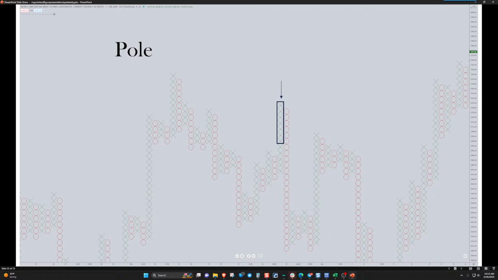A pull pattern is kind of like your bread and butter. The pull pattern is something that shows up a lot, and this is where a lot of trades come off of too. But a pull pattern has to have at least 5 X's or O's above. Well, for X's, 5 X's above a multiple top, or 5 O's below a multiple bottom.